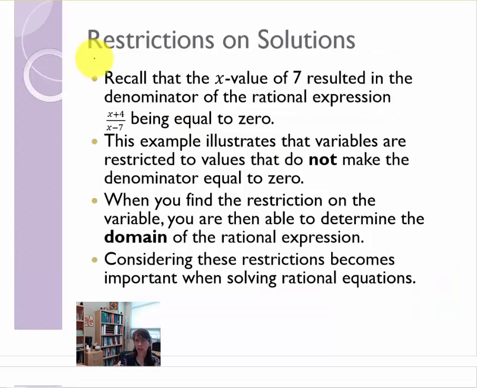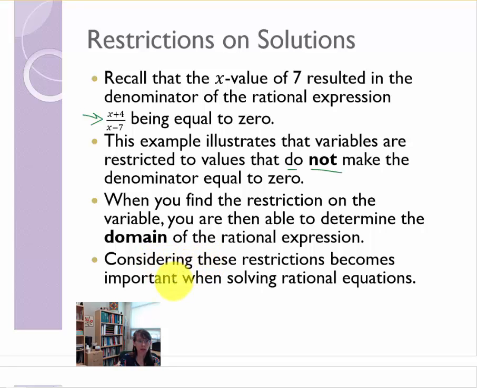So we need to talk about restrictions on solutions. Recall that the x value of 7 resulted in the denominator of this rational expression being equal to 0. This example illustrates that variables are restricted to values that do not make the denominator equal to 0. When you find the restriction on the variable, you are then able to determine the domain of the rational expression. Remember, domain are all the possible input values. In this case, what values x may take on.